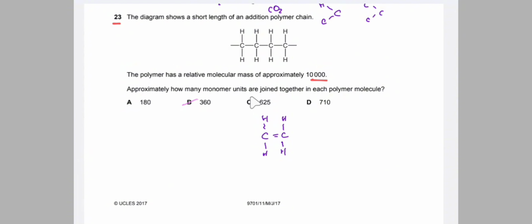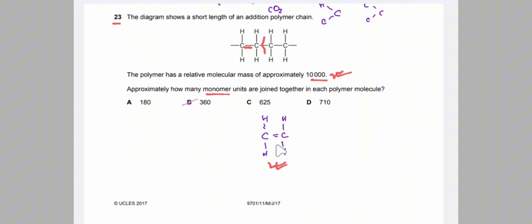Approximately how many monomer units are joined together in each polymer molecule? So we need to find how many monomers are joined to form this polymer. We are given the Mr of the polymer. This is the polymer, and this is the repeat unit. If we see this structure, it is the same repeat unit. If we break this structure at this point and join this, this is the monomer that is formed. So this is our monomer.